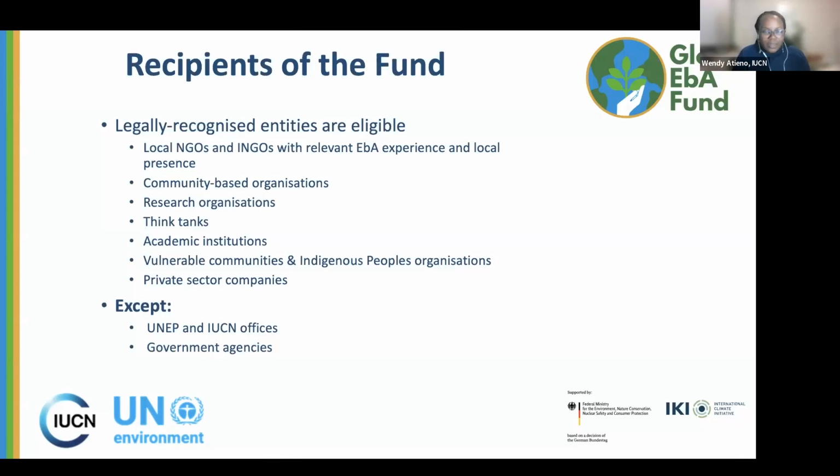There are two exceptions to this. The first being UNEP and IUCN offices, who are excluded from applying because this would be a conflict of interest. And then the second one is government agencies, who cannot receive funding from the EBA fund. However, both of these exceptions can be part of a proposal, working to implement, support, or develop a proposal. This is absolutely welcome for UNEP and IUCN offices and for government agencies. The only thing is that they would not be able to receive funding from the fund.